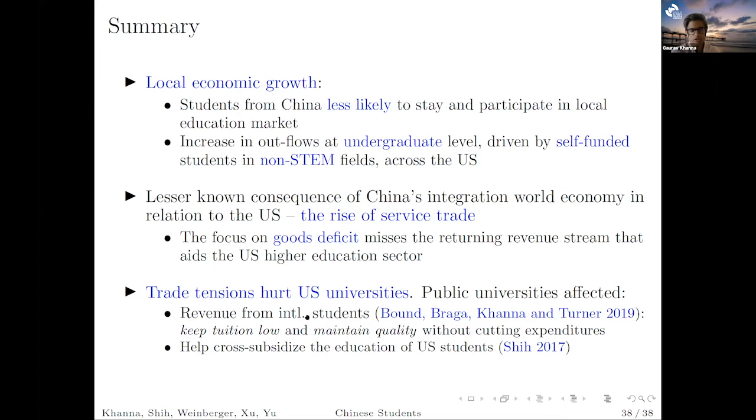Concurrently, any such trade tension would hurt these US universities, especially public universities, because like we showed earlier, this revenue from international students has been really important for universities to keep tuition levels low and to maintain the quality of these universities without having to cut expenditures, right? And one of my colleagues, Kevin, has another great paper showing how international students have been great at cross-subsidizing education for local students, right? So the revenue that we get from international students essentially helps cross-subsidize domestic students in the US, right?